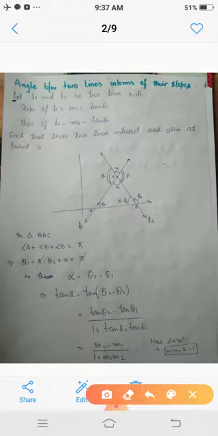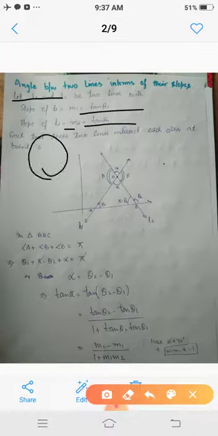Now let us assume that L1 and L2 are two lines with slope m1 equals tan theta 1 and slope m2 equals tan theta 2, such that these two lines intersect each other at point O. When two lines intersect but not perpendicularly, they form two pairs of vertically opposite angles.